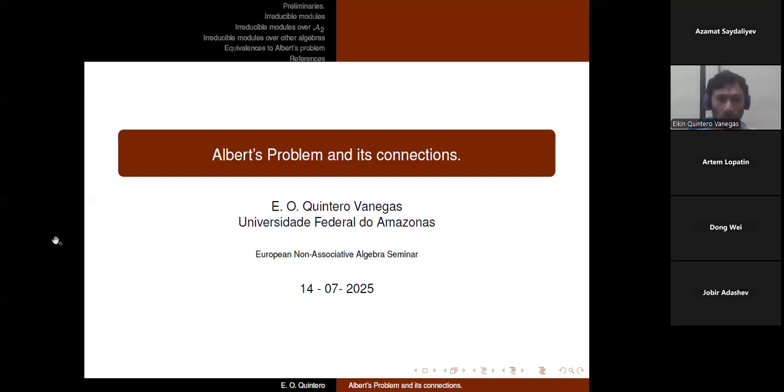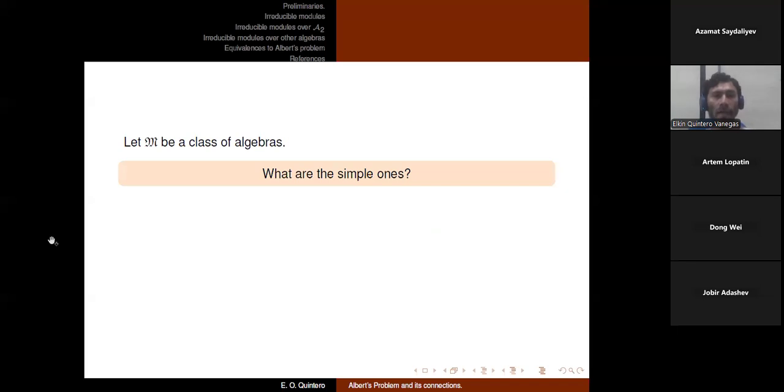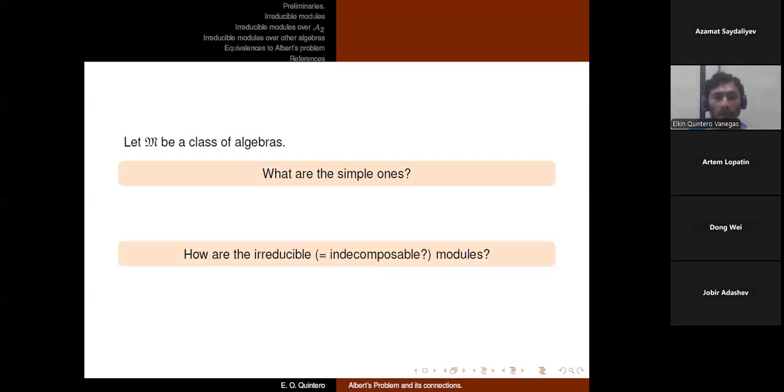If we are studying a class of algebras, it's interesting to study their simple objects. And for any algebra in the class of algebras, it's interesting to study the irreducible and indecomposable modules. So the talk is about that connection between simple algebras and Albert's problem.